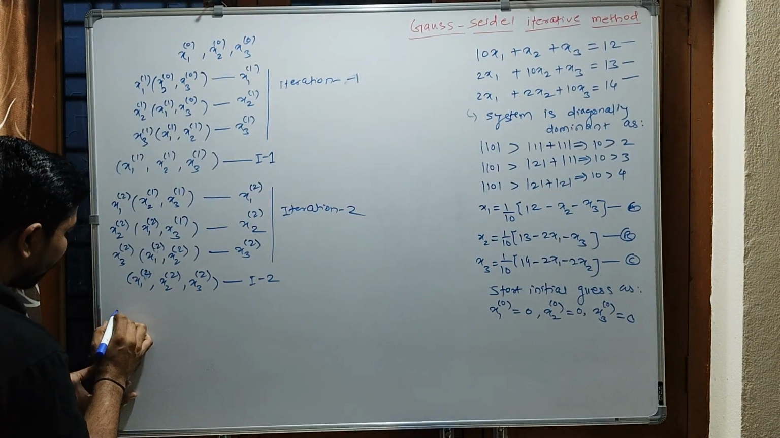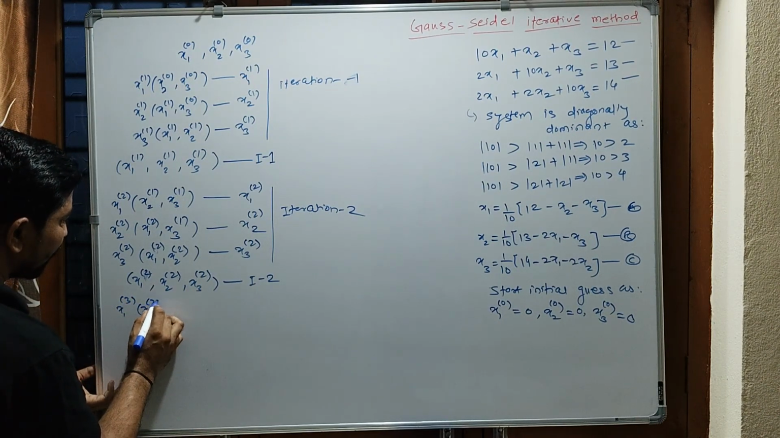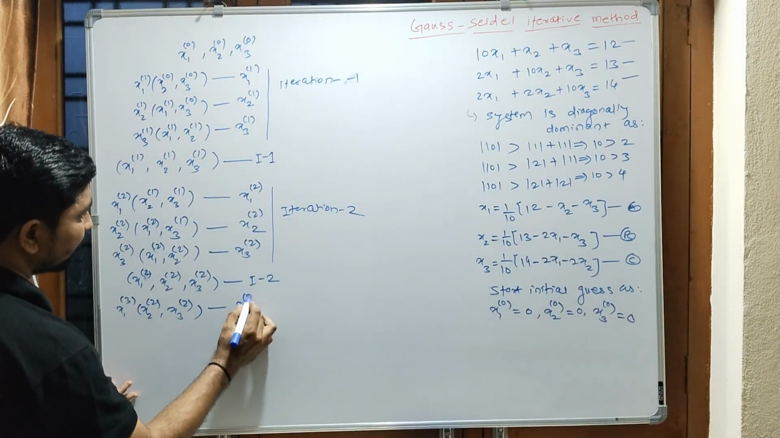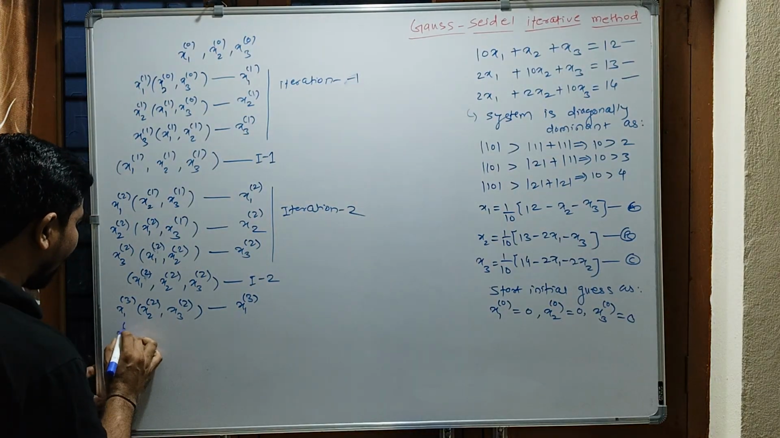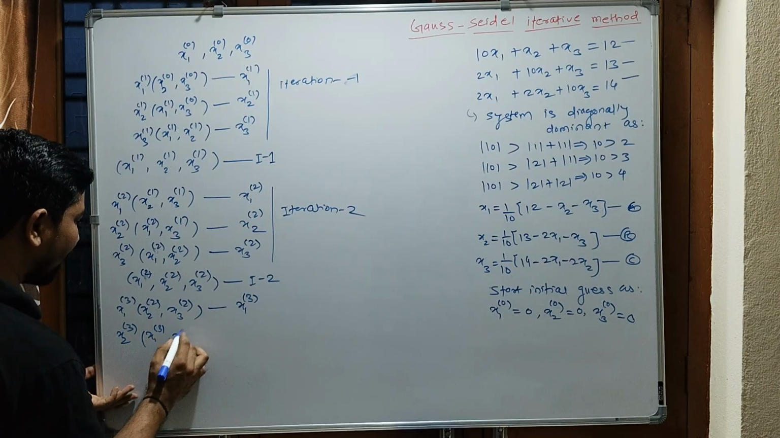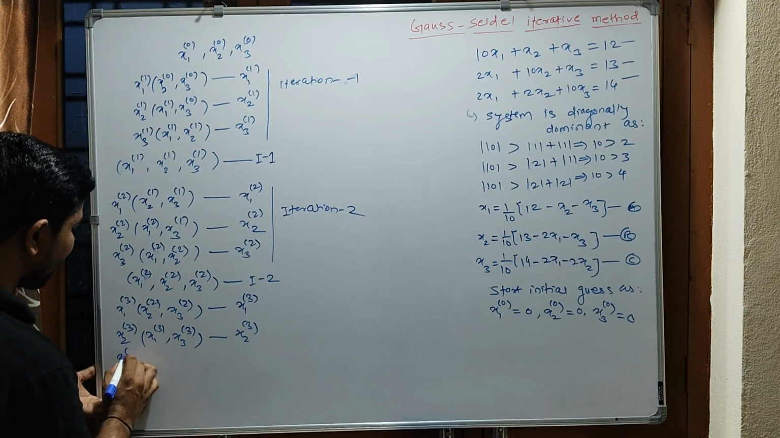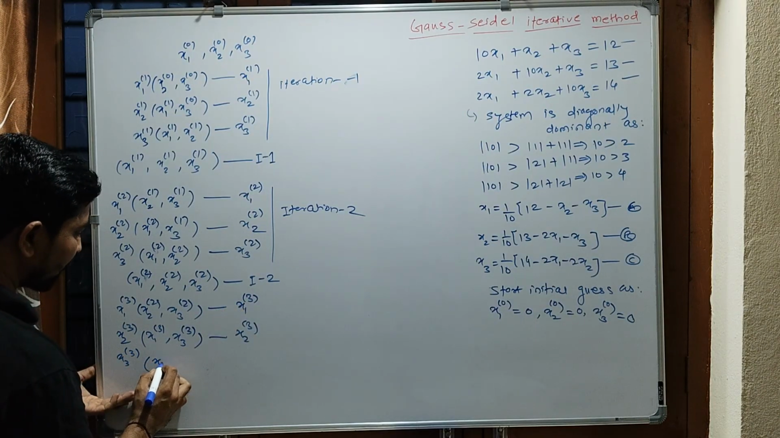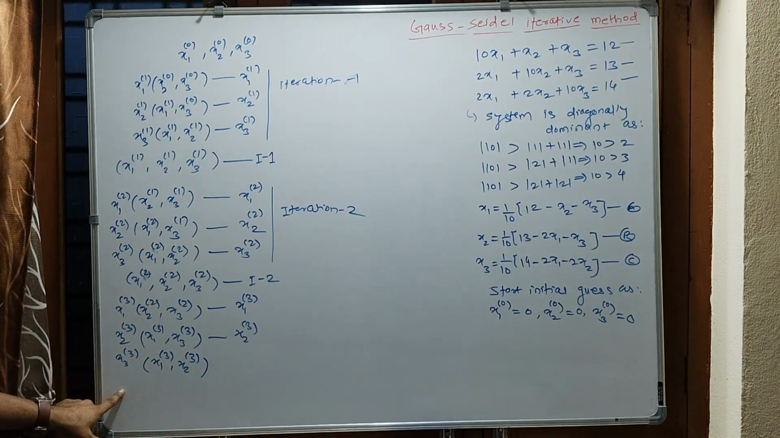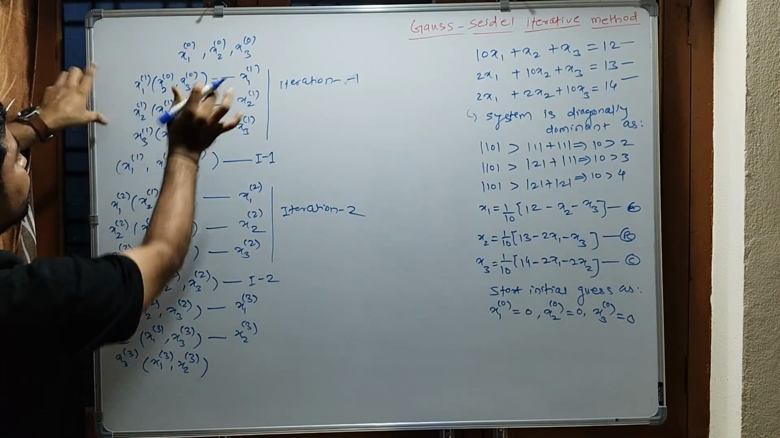In the same way, to find x1 at 3 I will use x2 at 2 and x3 at 2. While finding x2 at 3, I am using x1 at 3 and x3 at 2. While finding x3 at 3, I am using x1 at 3 and x2 at 3. In this way you can go for the 4th and 5th iterations. Here, this is my 0th iteration.